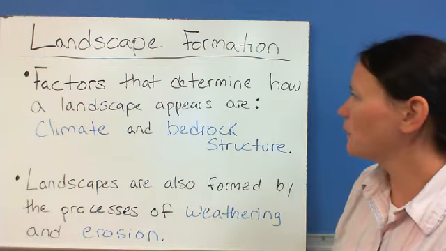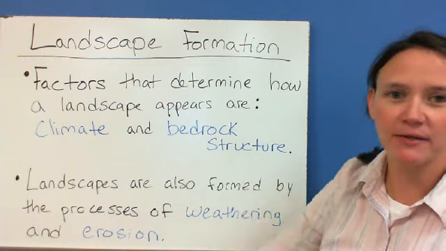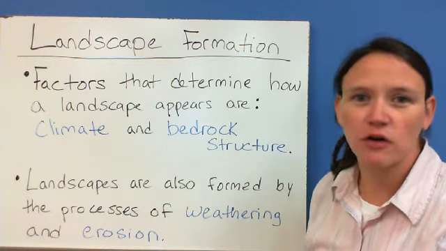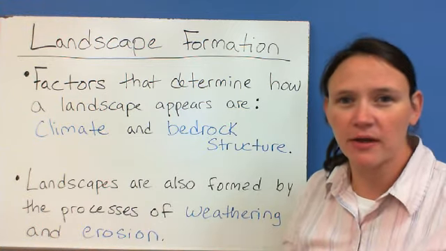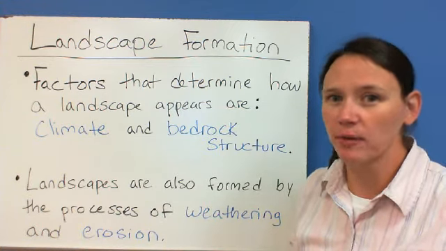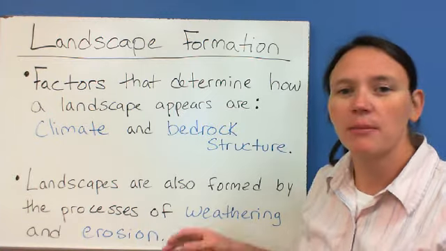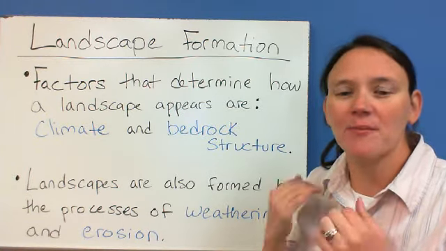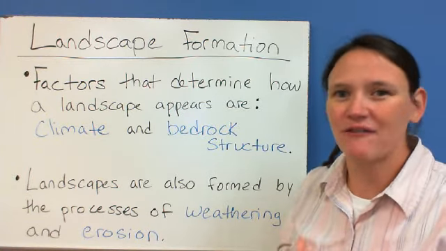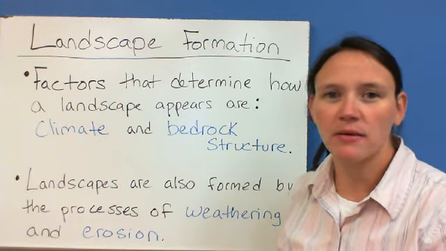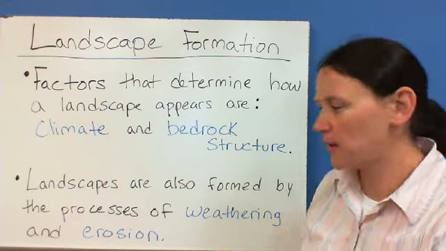Factors that determine how a landscape appears are climate and the bedrock structure. So what the environment is like. Is it a rainy place? Is it a very dry place? So things like that with climate. But also the bedrock, what the rock is like beneath the surface. Those two things have a big impact on what the topography or a landscape looks like.